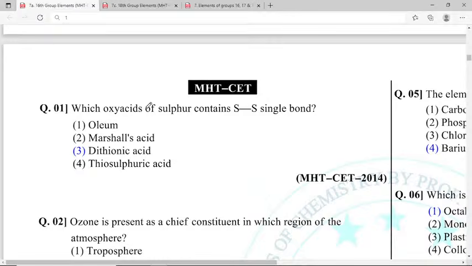Please let me check the first sound and screen. Is it clear? Sound and screen both are clear. Hello dear students.